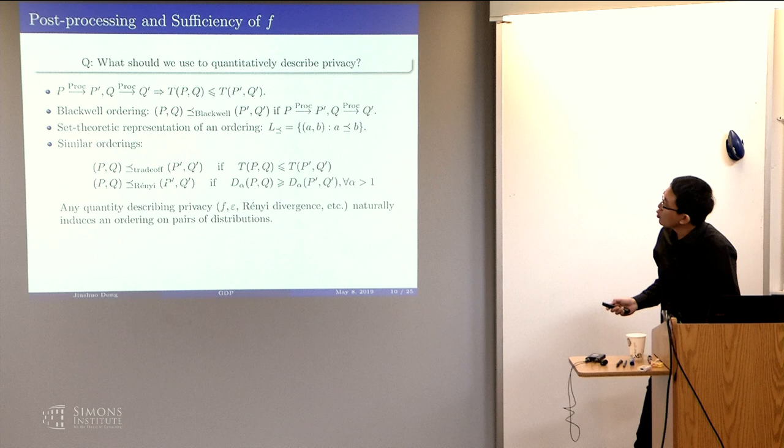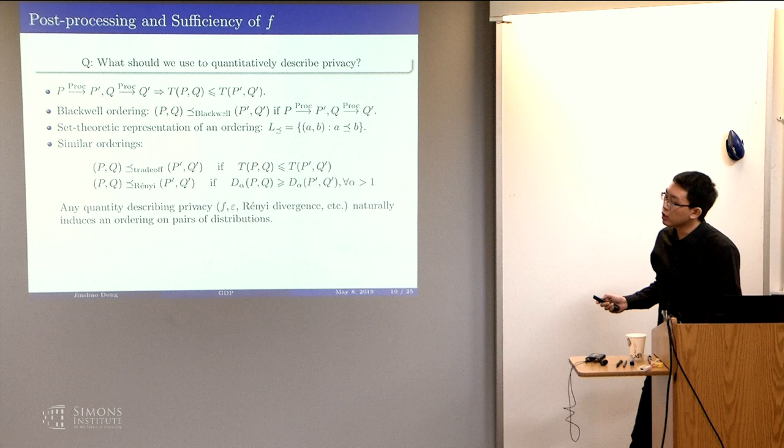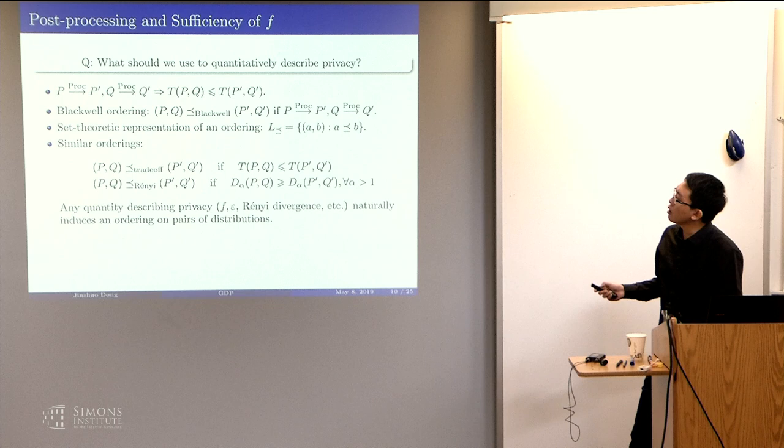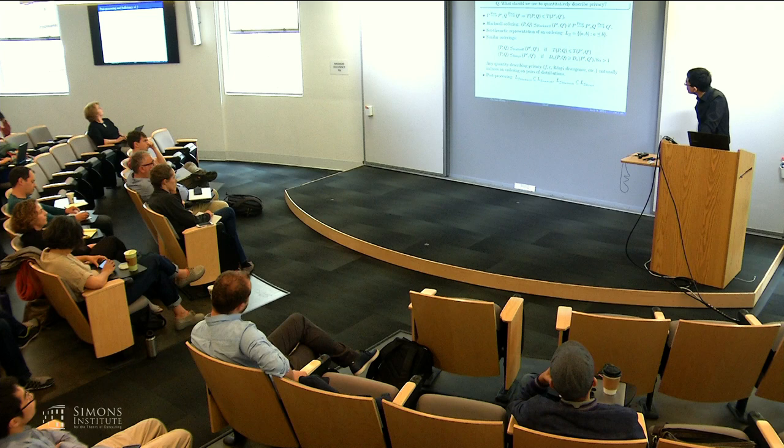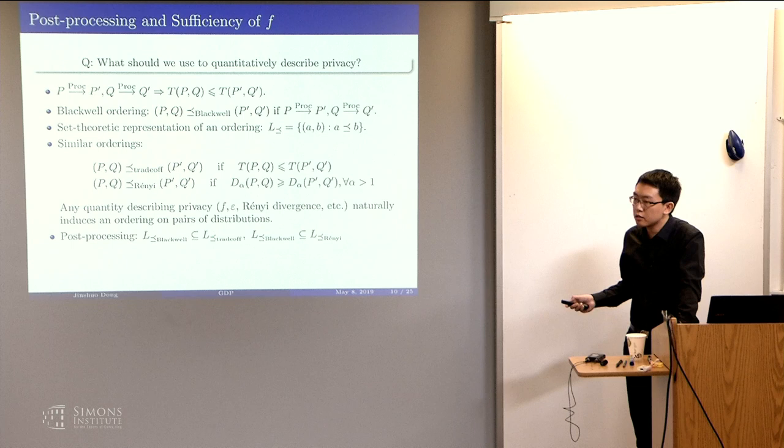So what would the post-processing property look like in this kind of language? Post-processing means whenever you have this, you must have this, right? If in the post-processing sense it's easier to distinguish, then you must have the similar ordering in the composition. So that means this list is a subset of this list. This Blackwell list is also a sub-collection, a subset of this collection. So these are all true.